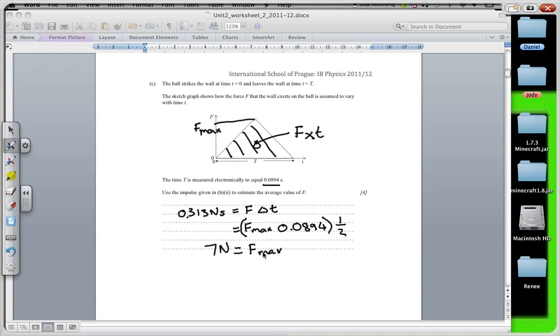Now that's the maximum. Because we're going from 0 to the maximum, and this is a straight line, we can get our force average. Average would equal your start plus your final divided by 2, so that would equal 3.5 newtons. Alright, so that's that question.